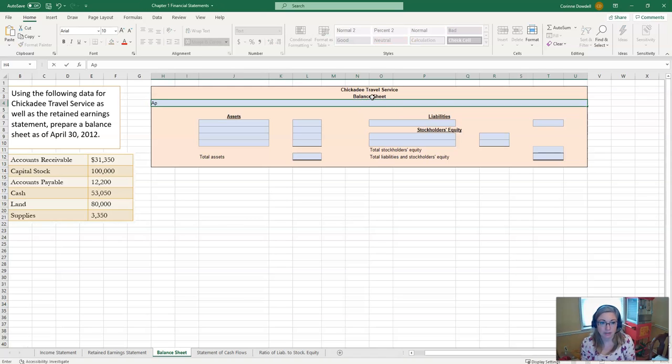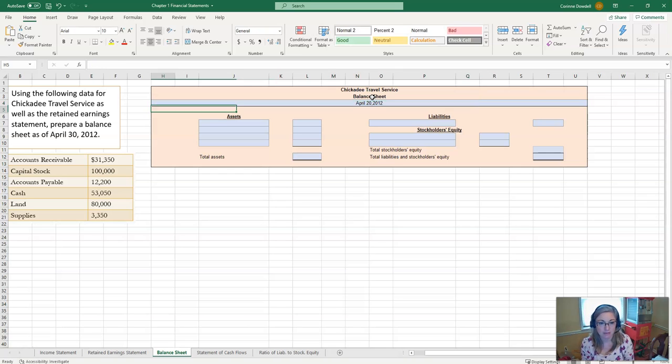Remember, balance sheets are done on a particular day. They're a snapshot for a day. They're not for a year ended or month ended. On the left hand side, we're going to have all of our assets. So we have some information over here. We know that cash always goes first. It is the most liquid asset.